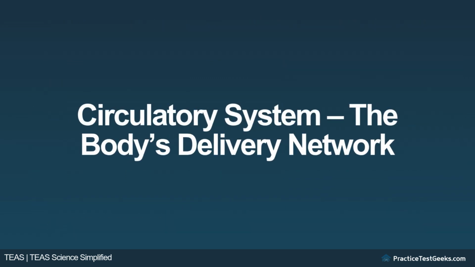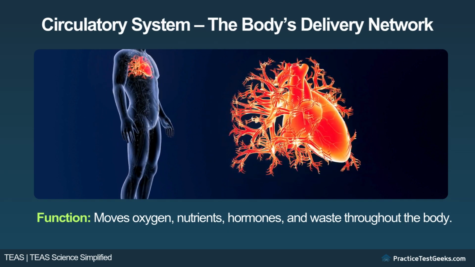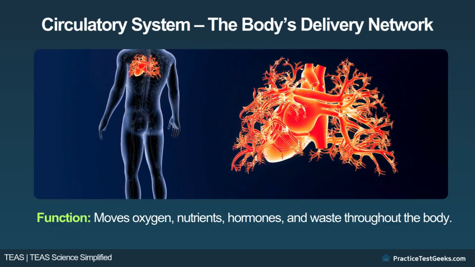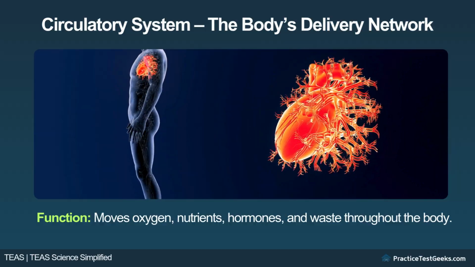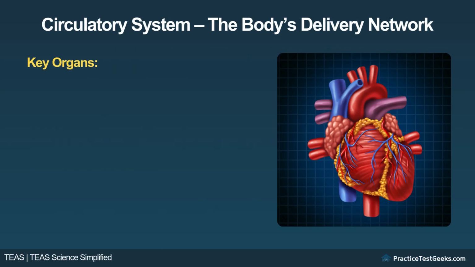Next, let's look at the circulatory system, your body's built-in delivery network. Its job is to move oxygen, nutrients, hormones, and waste products to and from every cell in the body. This system is powered by the heart, and it travels through a vast network of blood vessels, using blood as the transport vehicle. Here are the key organs. 1. Heart, 4 chambers. The heart is a strong, muscular organ with 4 chambers, 2 atria on top and 2 ventricles on the bottom. It acts as a pump, pushing blood throughout the body.